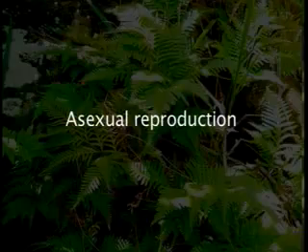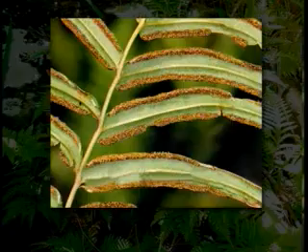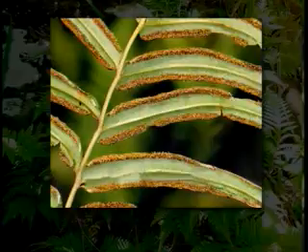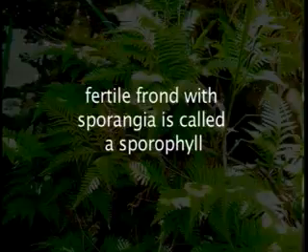plants. Asexual reproduction. The asexual reproduction takes place by spore formation. Genus Pteris is homosporous and produces only one type of spores. Now the sorus structure. The spores are formed in sporangia arranged in sori on a sporophyll. The fertile frond with sporangia is called as sporophyll.